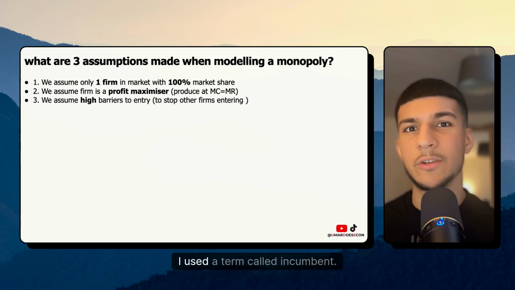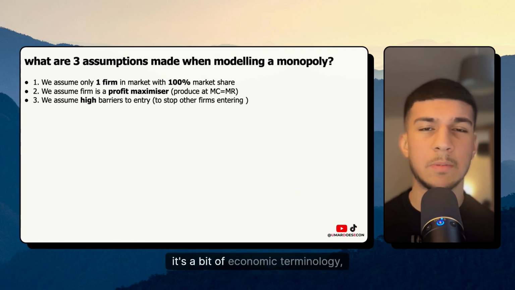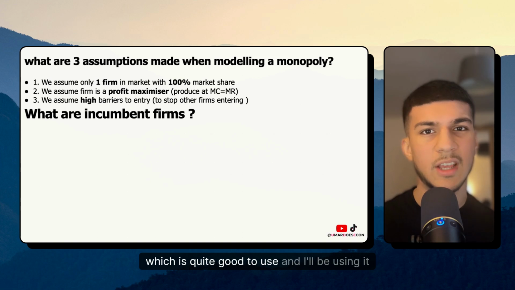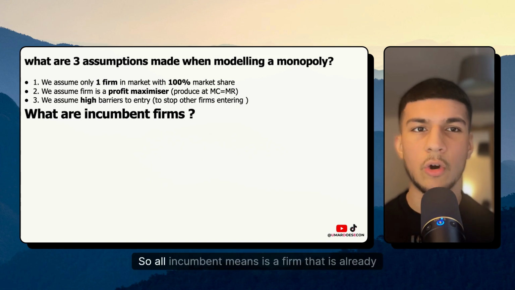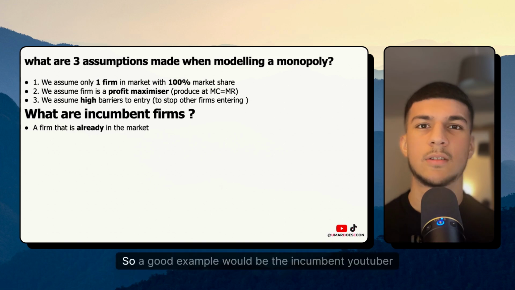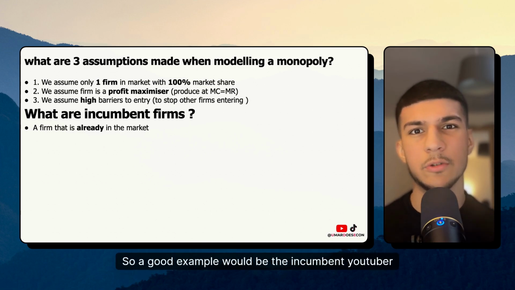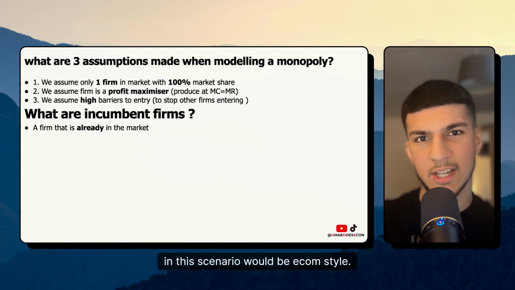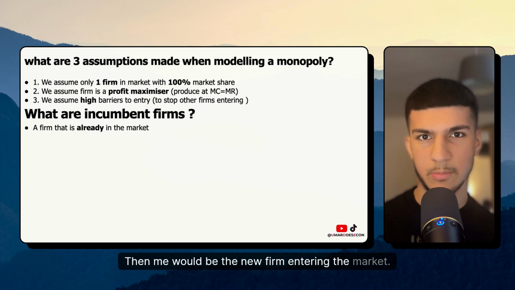Whilst I was explaining that, I used a term called incumbent. Now, it's a bit of economic terminology which is quite good to use, and I'll be using it everywhere. So all incumbent means is a firm that is already in the market. So a good example would be the incumbent YouTuber in this scenario would be Econ+Style, then me would be the new firm entering the market.